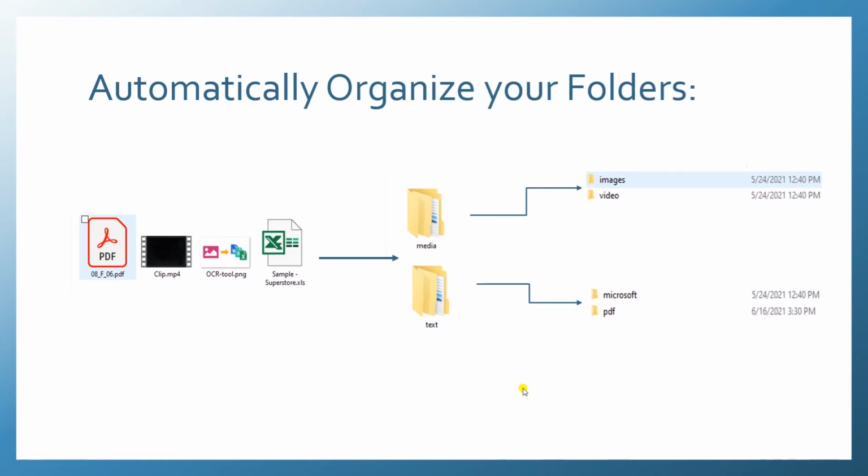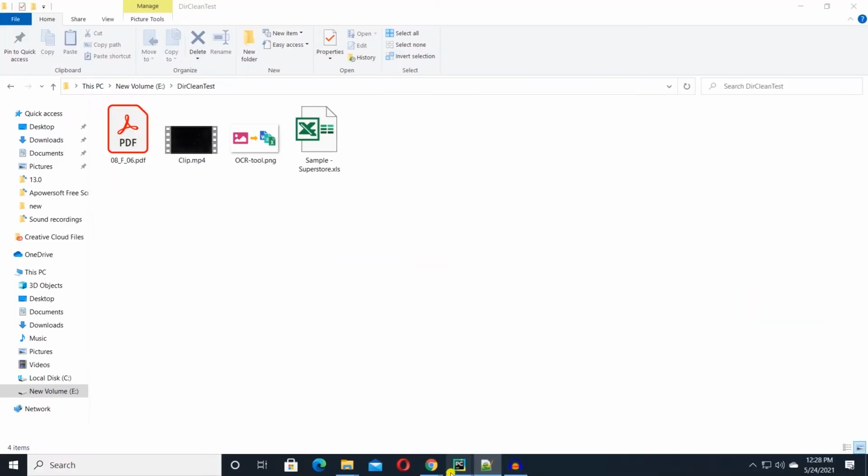Let's look at an example. We have two media files, video and image. The program will create a media folder and subfolders inside it, image and video. The MP4 file will be moved to the video folder. The PNG file will be moved to the image folder. Similarly, Excel and PDF files are copied to Microsoft and PDF folders inside the text folder, respectively. I will bring up the directory and give you the preview of the files.